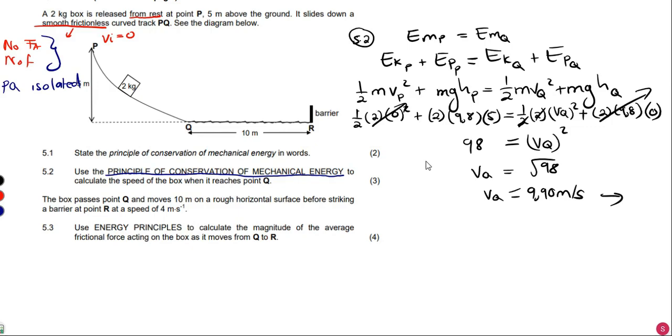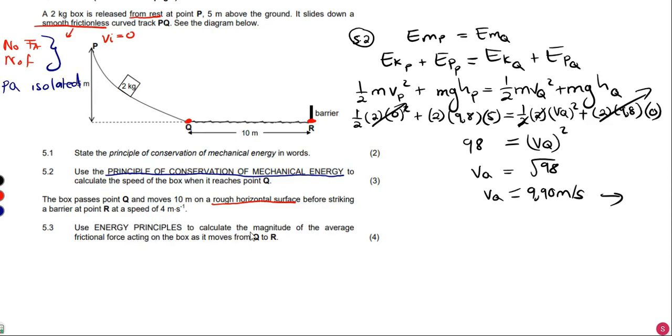And then if we try to look at the other questions, it says that the box passes point Q and moves 10 meters on a rough horizontal surface. Now here's the problem, it's now a rough horizontal surface between the points Q and R, right? Striking the barrier at I at a speed of 4 meters per second.